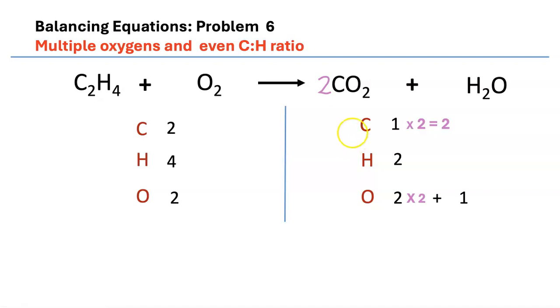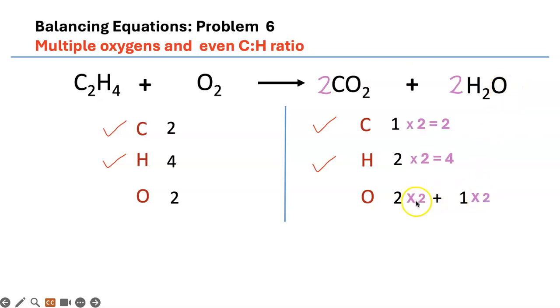Now carbon is balanced. Now we have to balance the hydrogen. You have 2 hydrogens here and 4 here. So we are going to multiply this hydrogen by 2 to get 4. And then they are both balanced. When you put a 2 here, you multiply this single oxygen by 2 also.